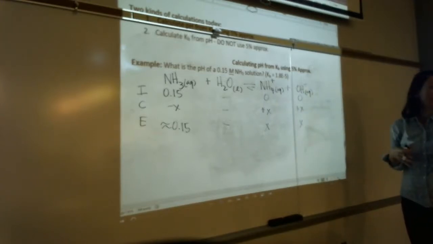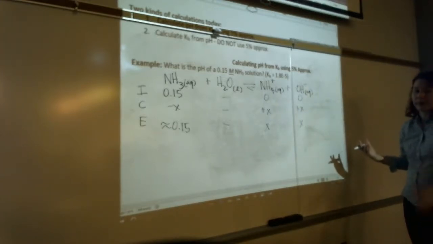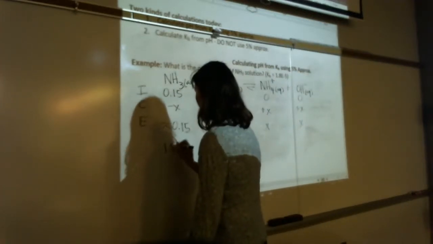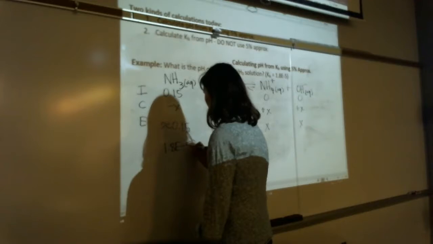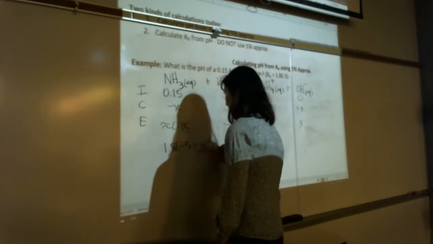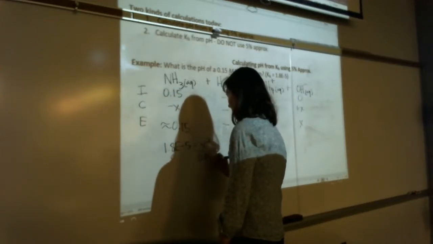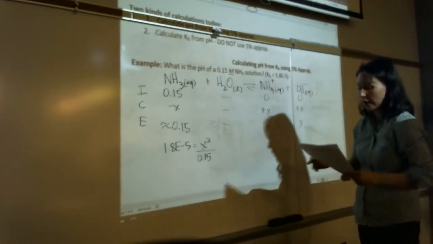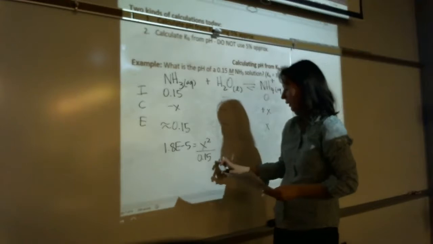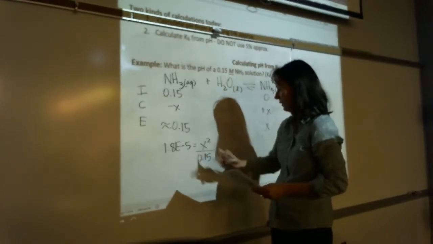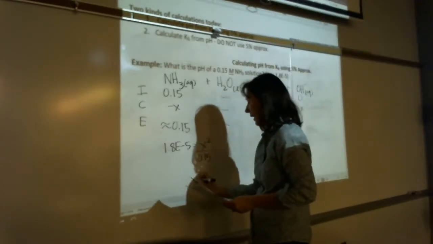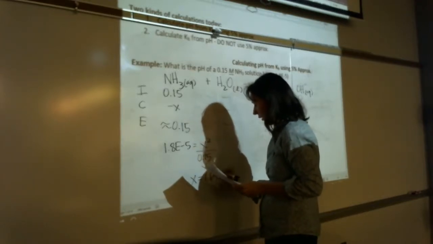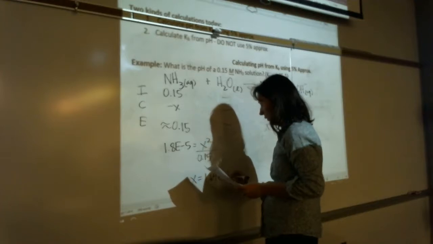So now, just like last week, we're going to do our exact same calculation. We're going to say to ourselves, okay, 1.8 times 10 to the negative fifth is equal to X squared over 0.15, just like last week. Right? So when you multiply this times 0.15 and take the square root, I get X equals 1.64 times 10 to the negative third.